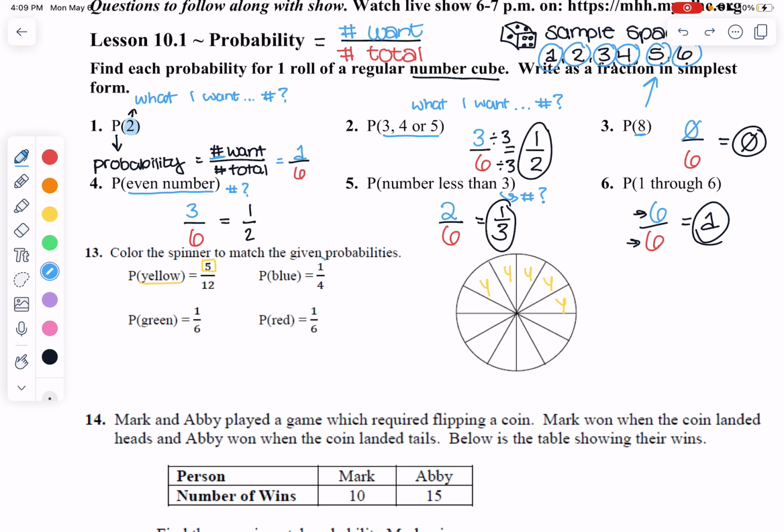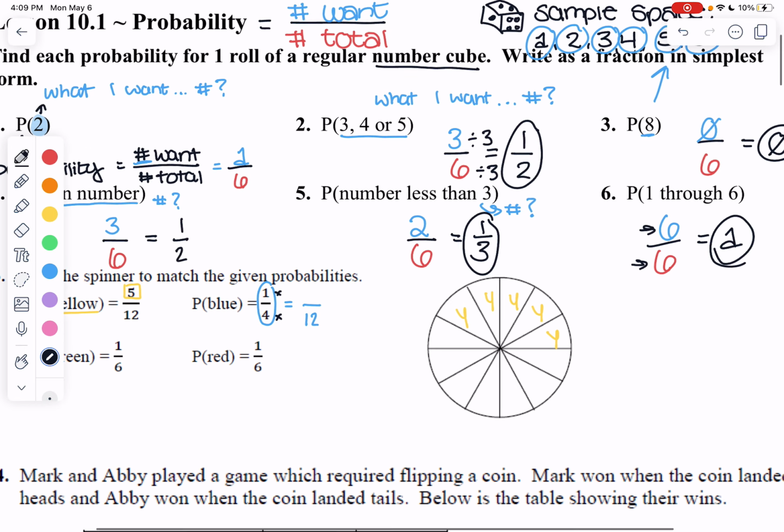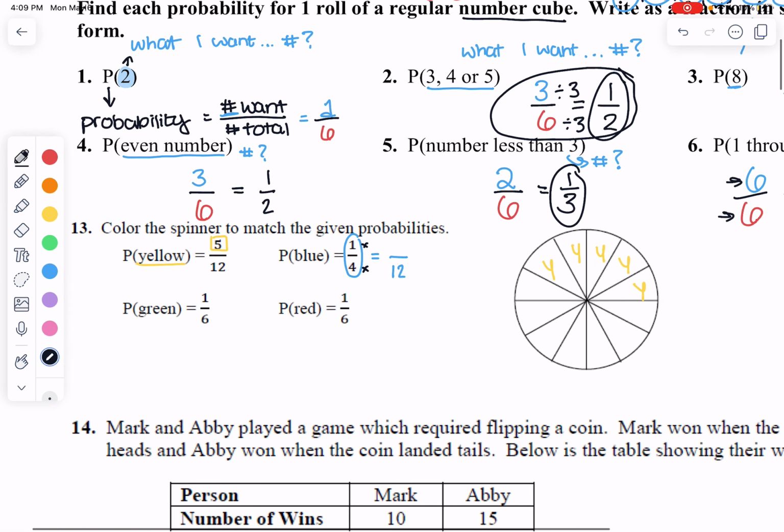I would want to turn this fraction, 1/4, into a fraction with a denominator of 12. How do I create equivalent fractions? Well, I multiply the denominator and the numerator by the same number. Kind of like here, number 2, how we divided 3 and 6 by the same number to create an equivalent fraction. We could also multiply the numerator and denominator by the same number to get an equivalent fraction.